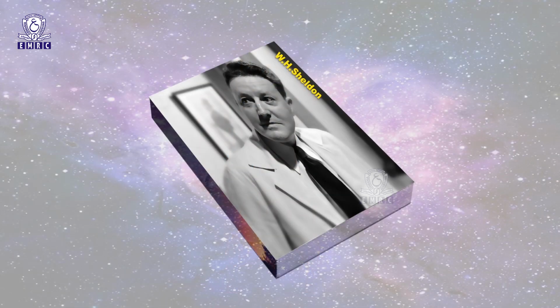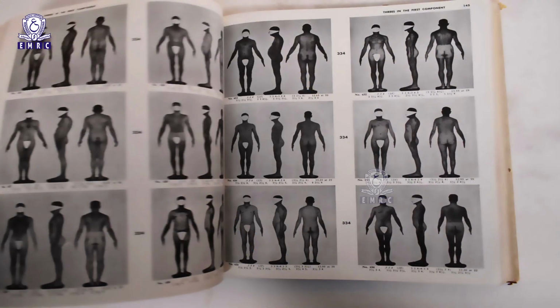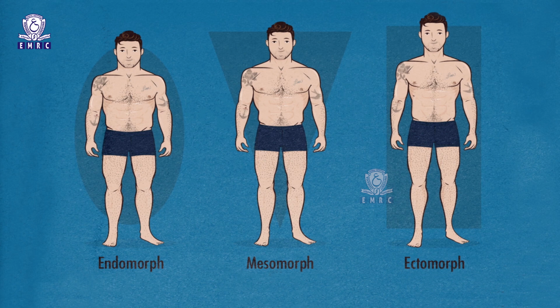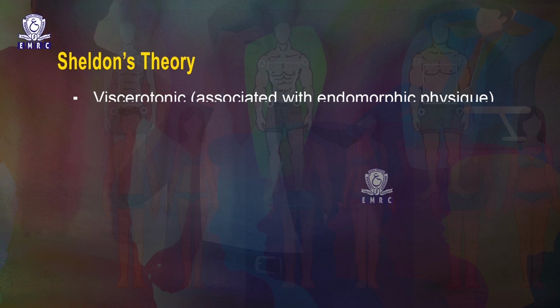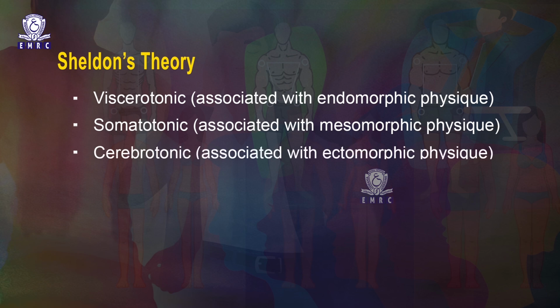Sheldon's investigation was to find if the different physical types were associated with different types of personality. Sheldon claimed to have distinguished three characteristic groups of personality traits, each associated with a particular somatotype. The personality types are viscerotonic associated with endomorphic physique, somatotonic associated with mesomorphic physique, and then cerebrotonic, which is associated with ectomorphic physique.